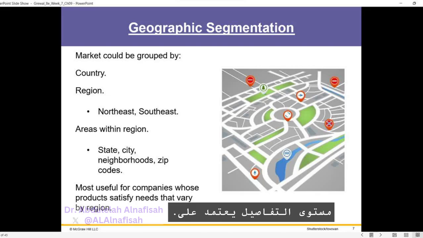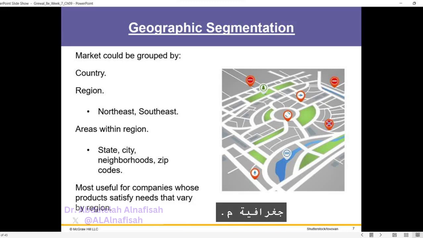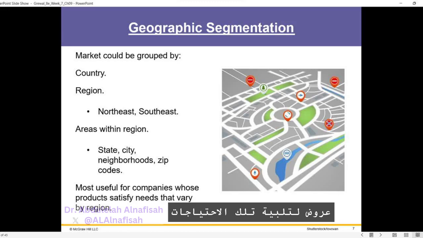The level of granularity depends on the company's target market and the extent of regional variations in customer needs. Geographic segmentation is particularly useful for companies whose products or services have varying demand or requirements across different regions. By understanding the unique characteristics and preferences of customers in each geographic segment, companies can adjust their marketing efforts and offerings to effectively cater to those specific needs.